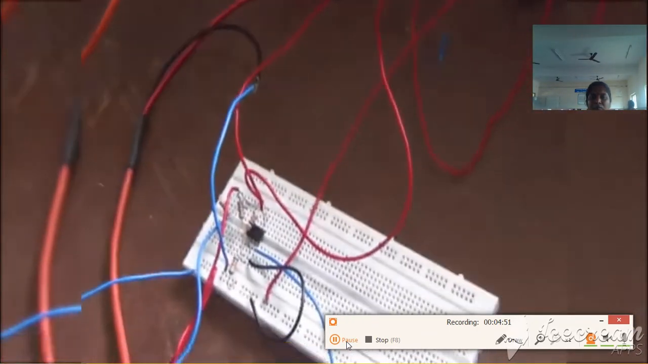This is how you construct the circuit for a subtractor using an op-amp, and you have to verify the output. It is just like a manual calculation.